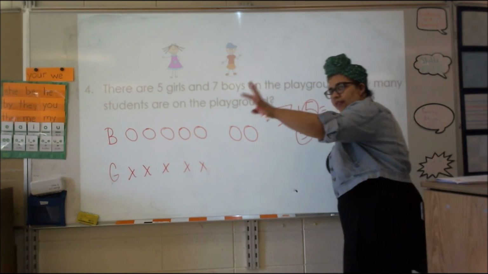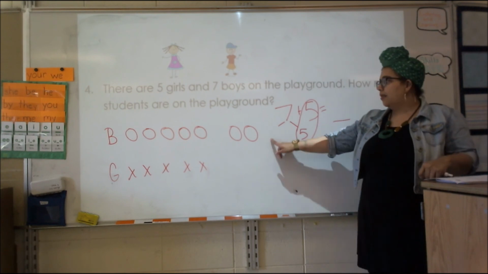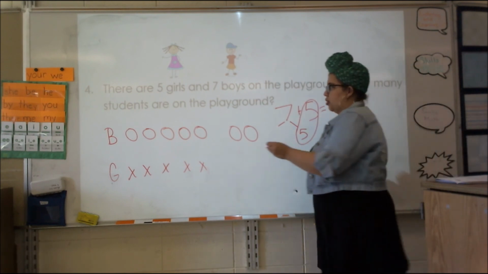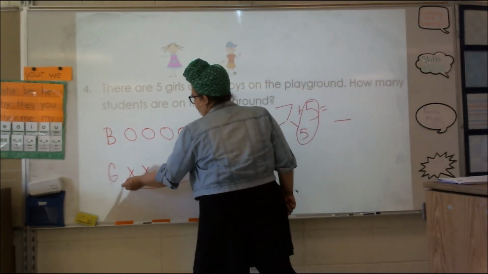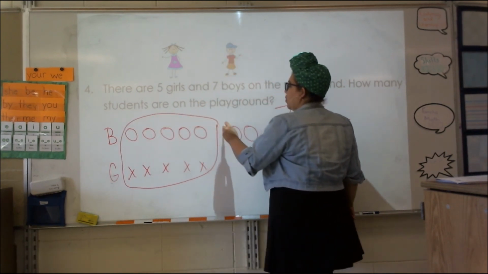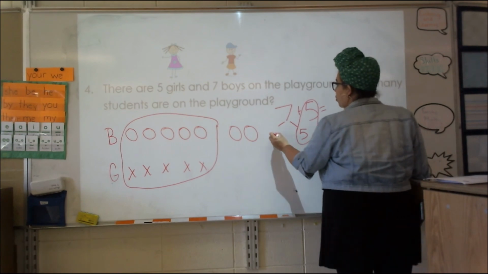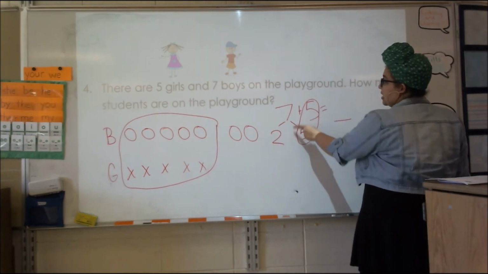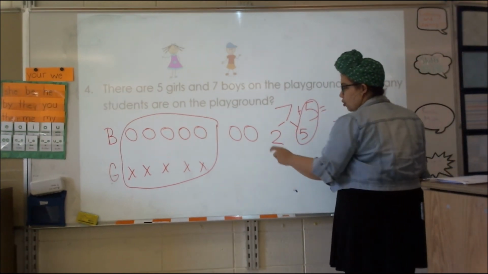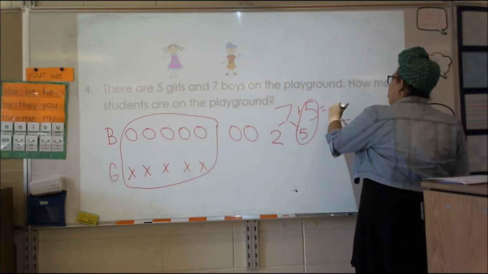If I took 5 out of the group of 7, how many are left? Let's make my picture match that. I took 5 out of the group of 7 and put it with the 5. How many are left? 2. Good job. So that means I have 10 and 2. What's 10 and 2? 12. Good.